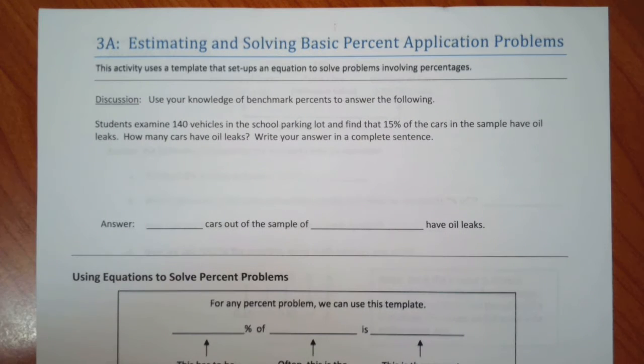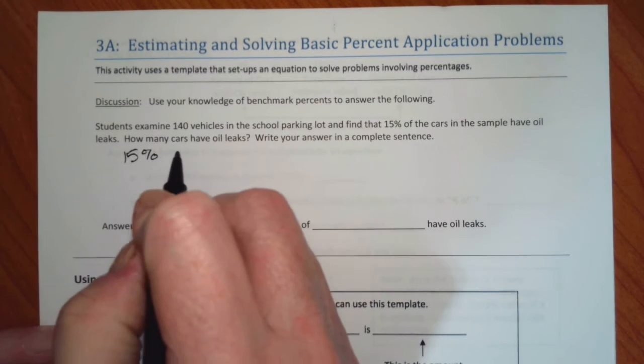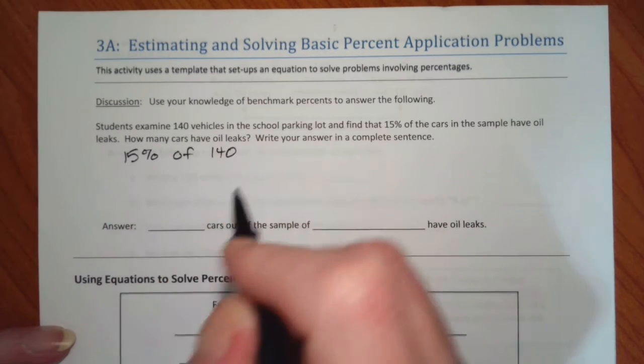All right. So students examine 140 vehicles in a school parking lot and find that 15% of the cars in the sample have oil leaks. How many cars have oil leaks? Now I know you can probably go straight to the answer, but I want us to use our benchmark percents to show how you can check the reasonableness of your answer. Okay, so 15%. So if I'm talking about 15% of 140.